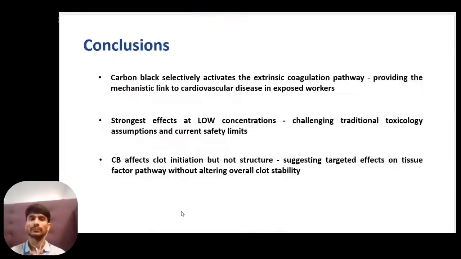Then, the conclusion. Our study suggests that carbon black selectively activates the extrinsic pathway, providing a mechanistic link to cardiovascular disease in exposed workers in their workspace. Secondly, our study demonstrated the strongest effect at lower concentrations, challenging the traditional toxicology assumption and current safety limits, because we can't say that even lower limits are safe for carbon black. Even lower doses showed an effect, so we need to review the safety limits.